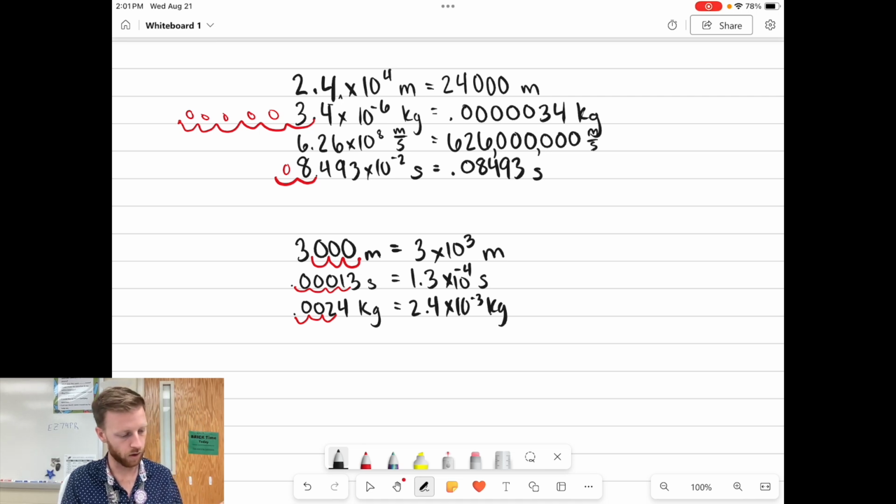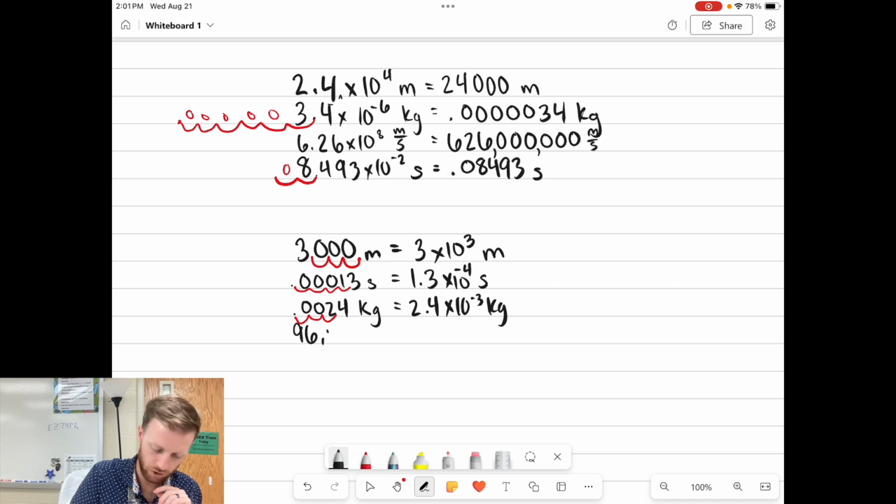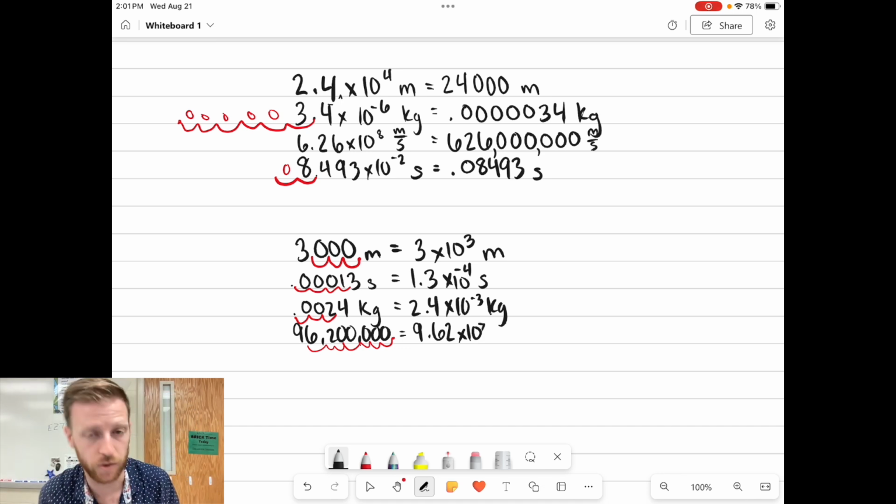All right, one more example here. We're going to look at a really, really large number. So 96,200,000. Just a value, it has no unit on it there. So let's take our decimal, which exists at the end, to go 1, 2, 3, 4, 5, 6, 7 over. 9.62 times 10 to the 7th is the value I'm looking for there.